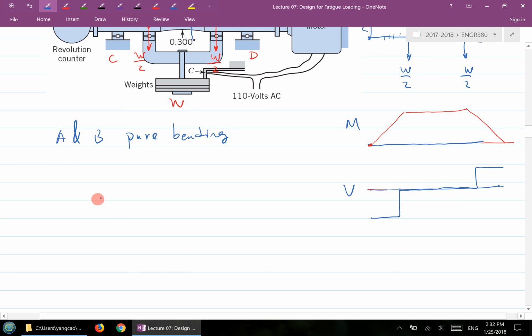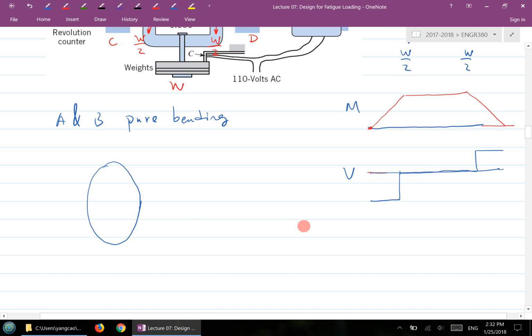So if this is the cross section here, and suppose this is the A location, and this is the neutral axis. And the whole bar, the whole shaft, is rotating at this speed omega, for example. Okay, speed omega here.